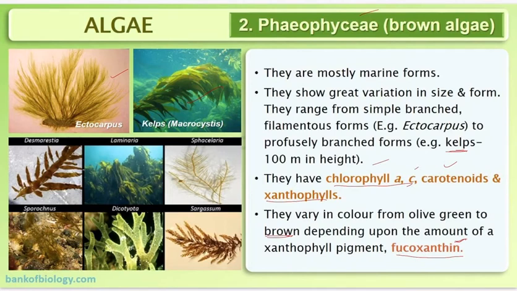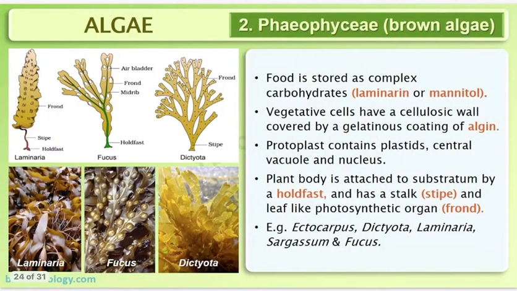Okay, and as I said, major pigments that are present in brown algae are chlorophyll A, chlorophyll C, carotenoids, xanthophylls. And it is basically brown in color. You can see the brown color. It is brown in color because of the presence of fucoxanthin. And food is stored as complex carbohydrates, laminarin or mannitol. Vegetative cells have a cellulosic wall covered by gelatinous coating, algin. Now this is important, algin.